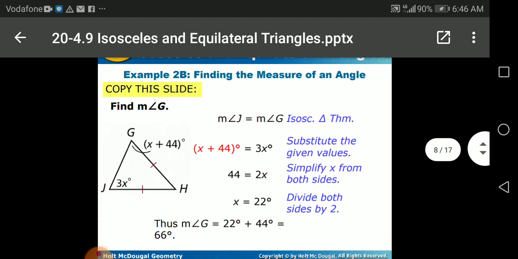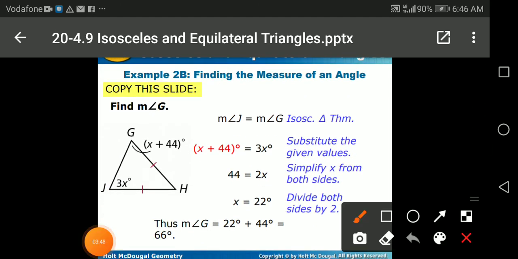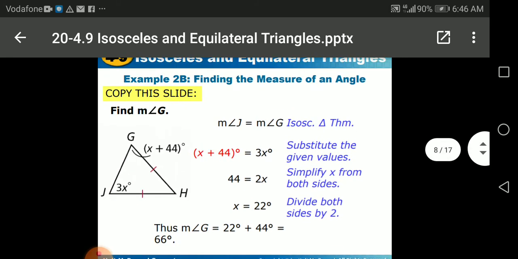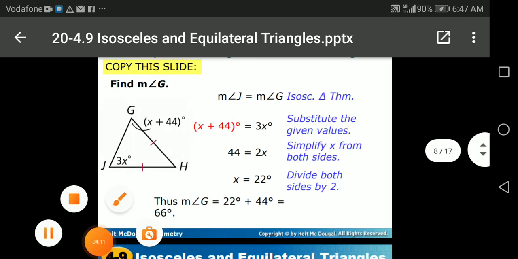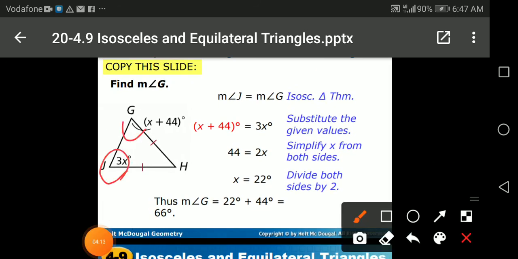Okay, here, remember, he asks me to get the measure of angle G. Where is the measure of angle G? This one, and this is 3x. It's very easy. And given here, as you see, the two legs are congruent. So I have the two base angles congruent, isosceles triangle. So the measure of angle J will be congruent or equal to the measure of angle G. So 3x equals x plus 44.